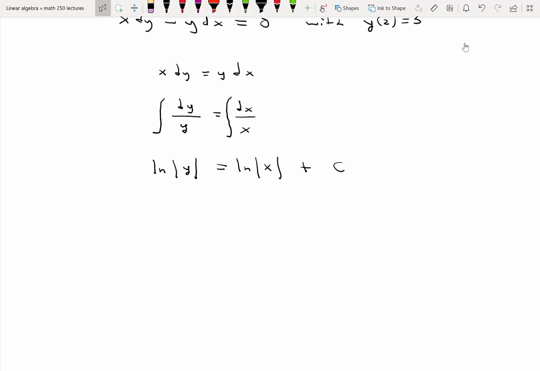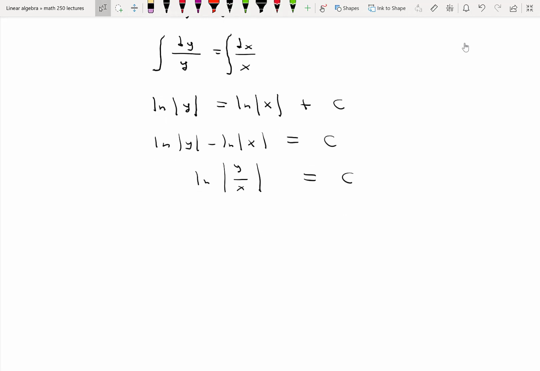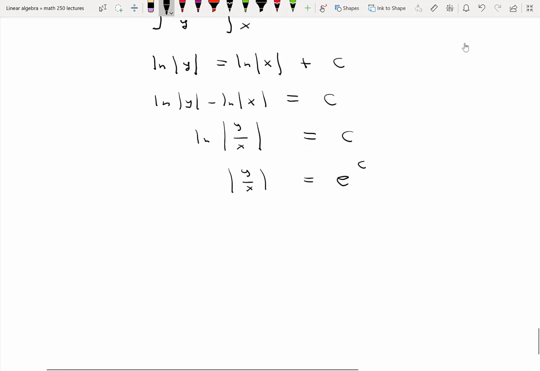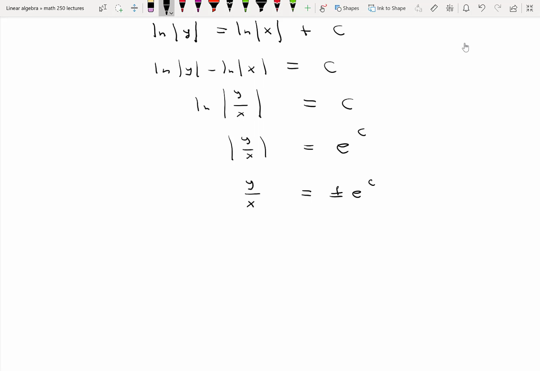If I subtract the natural log of the absolute value of x from both sides, then I get the natural log of the absolute value of y over x equals c, by a property of logarithms. Exponentiate, I get the absolute value of y over x equals e to the c. Get rid of the absolute values, y over x equals plus or minus e to the c. Y over x equals some constant k.